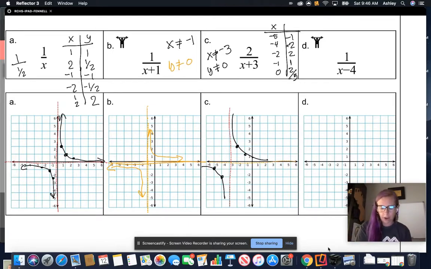All right, you should pause this now. You should try this one yourself, see if you know what you're doing. All right, what do I know? I know that x cannot equal 4. That's going to be an asymptote. And y cannot equal 0. That's going to be an asymptote. So at x equals 4, I'm going to go ahead and put my asymptote.